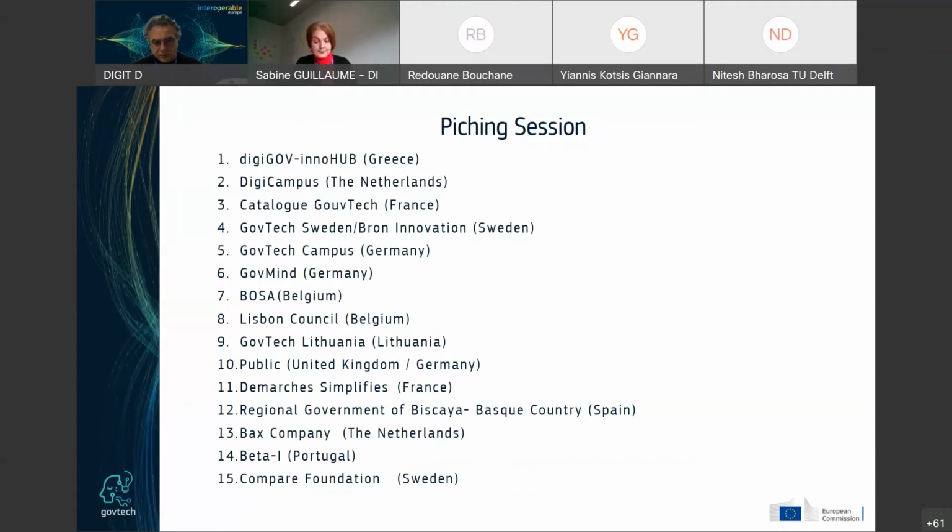If you're a public actor, you can consult the catalog to find solutions which could be useful for your projects. On the other hand, for an editor, you can submit your solution in order to be more visible. We are trying by this tool to facilitate the relation between public sector and the editor, especially the small ones. So I think that's all.